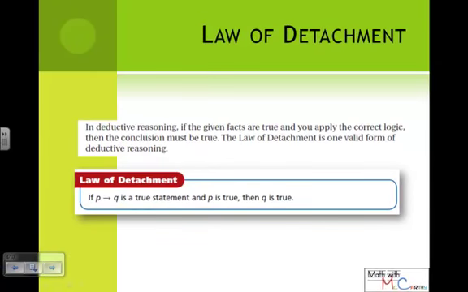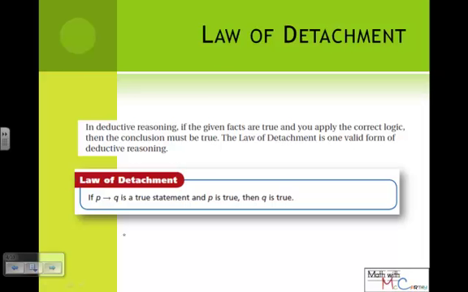Okay? In deductive reasoning, if the given facts are true and you apply the correct logic, then the conclusion must be true. The law of detachment is one valid form of deductive reasoning. So the law of detachment says if P implies Q is true, and we know that P is true, then the only logical conclusion to draw is that Q is true.